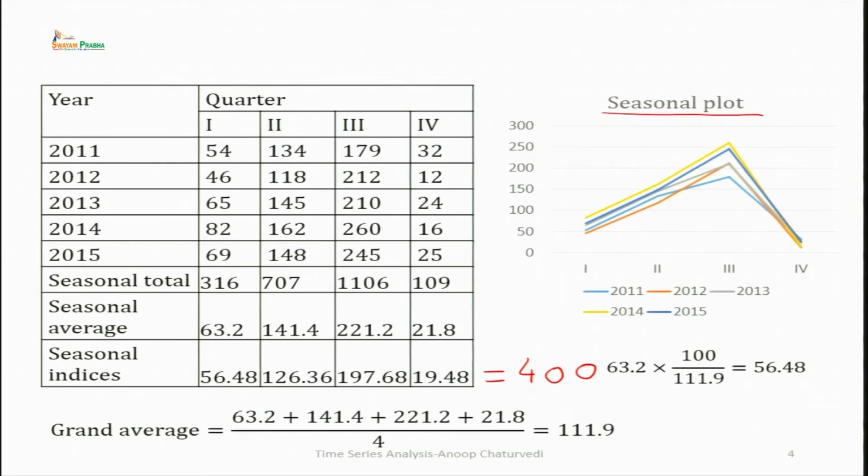Similarly, you can obtain seasonal indices for the monthly data also. For the monthly data, instead of quarters you have 12 months. Then you have to calculate seasonal totals for each of the months, and then you can calculate the seasonal averages and seasonal indices. For monthly data, the summation of the final seasonal indices will be 1200.